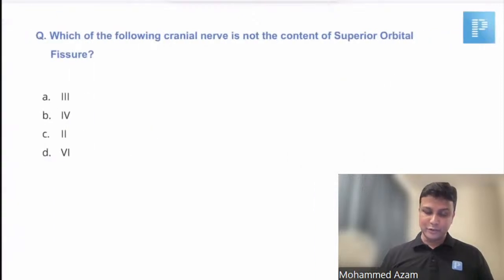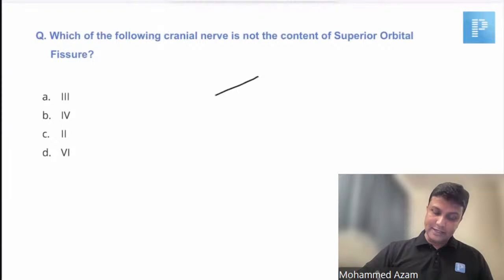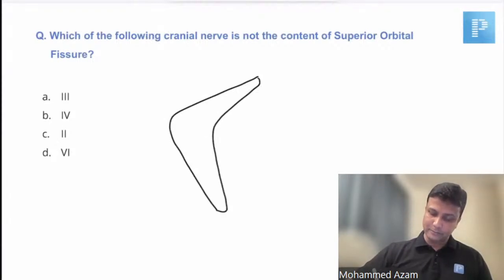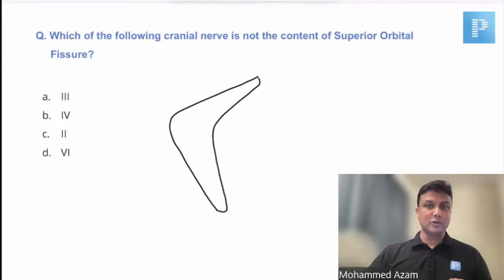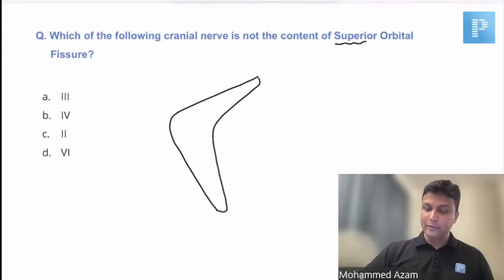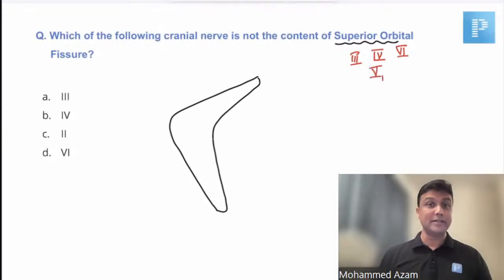Now moving on to the next question. Which of the following cranial nerves is not a content of the superior orbital fissure? When you learn about the superior orbital fissure, between the lesser wing and the greater wing of the sphenoid bone, you have the superior orbital fissure. From it, cranial nerve number 3, cranial nerve number 4, the trochlear nerve, and cranial nerve number 6, the abducens nerve, along with the branches of V1, the ophthalmic nerve, will be passing.